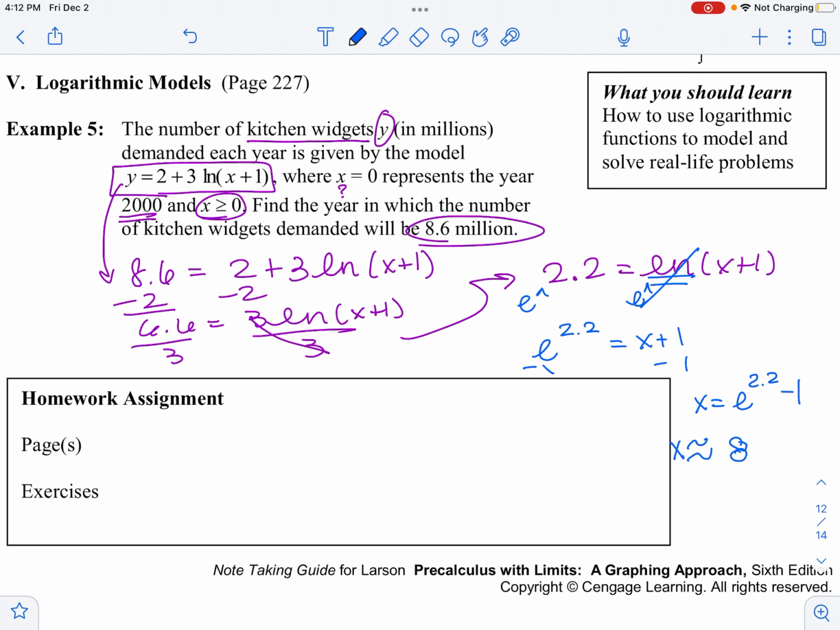So if x is approximately 8, that's the year 2008, because if x was 0, that was the year 2000. So that's the year 2008.